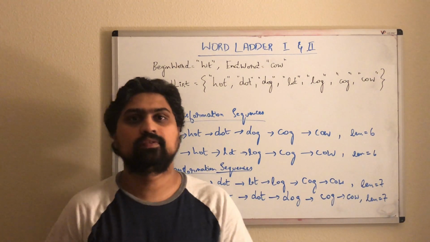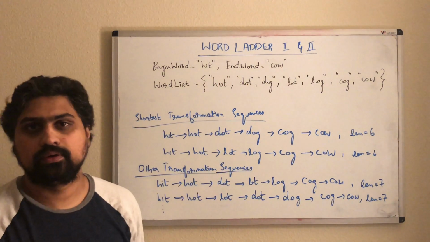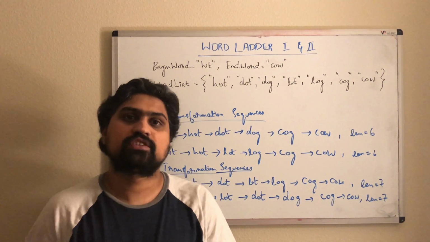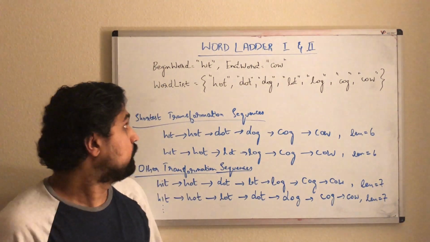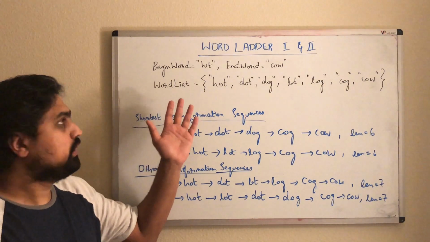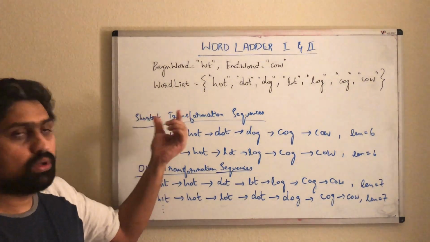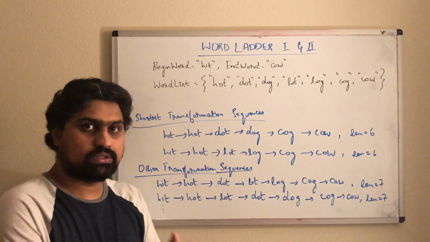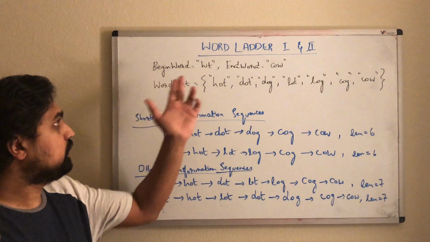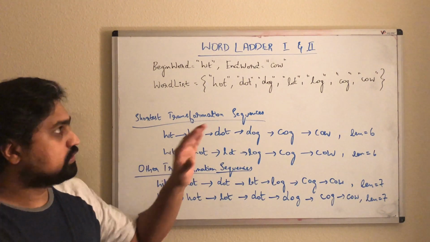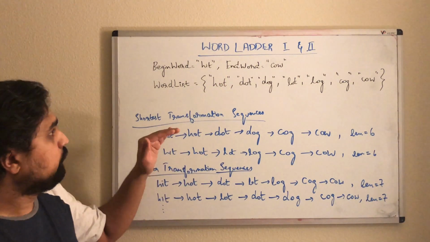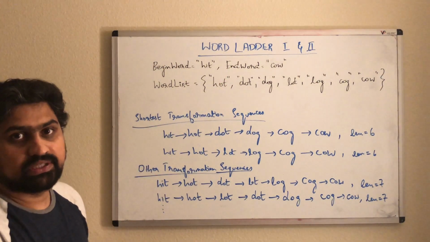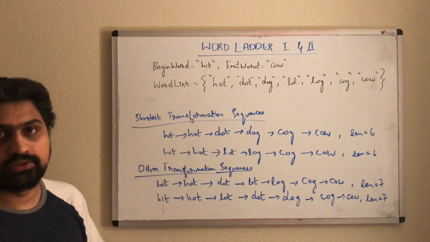In this video, let's solve a couple of problems together, word ladder and word ladder 2. This is a really interesting problem, so let's dive into the problem now. We are given a begin word and an end word and a word list dictionary. We have to find the length of the shortest transformation sequence from the begin word to the end word. So that is word ladder. And we have to find all of the shortest transformation sequences, and that is word ladder 2.